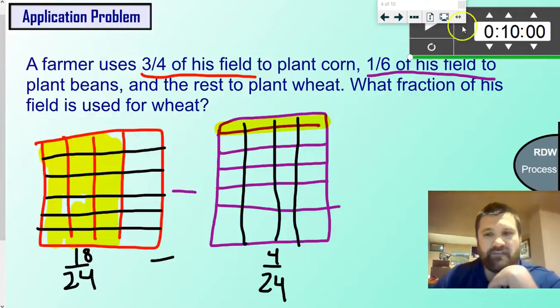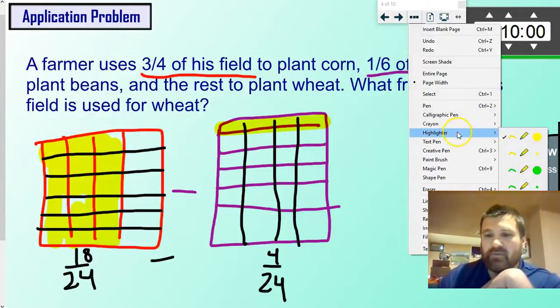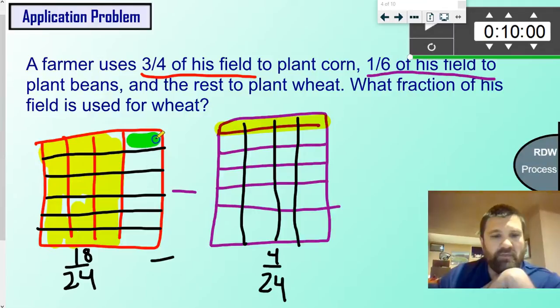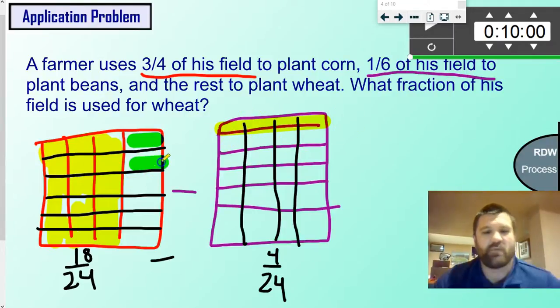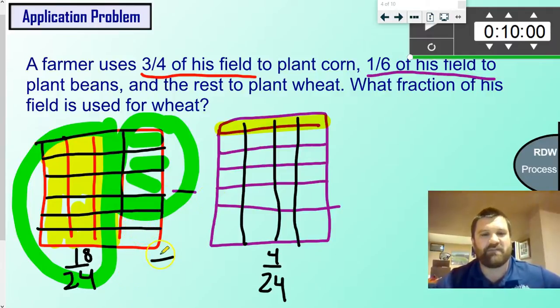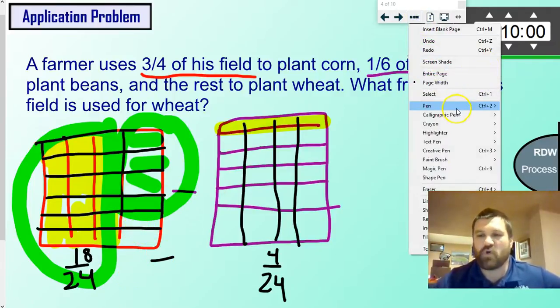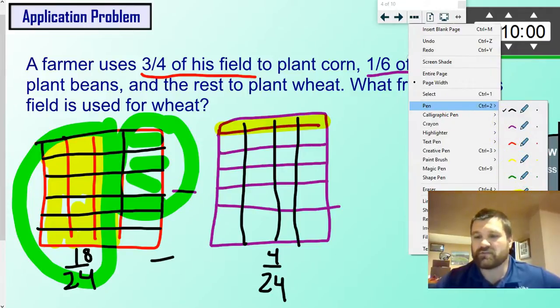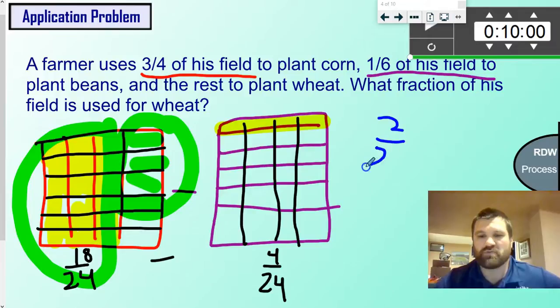So I think let's get another highlighter out. Maybe if we add, so we're going to take these 4, we're going to add 1, 2, 3, 4. Funny that we used the green ones for beans. So we know that we have 3/4 for corn. And then this is 1/6 for beans. And there are 2 24ths left for our wheat. Let's use blue. 2 24ths.